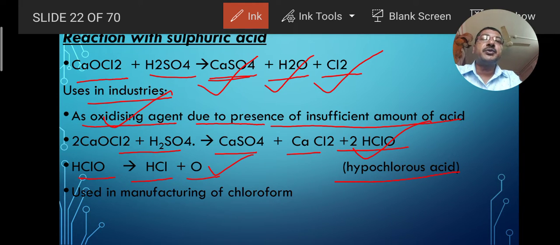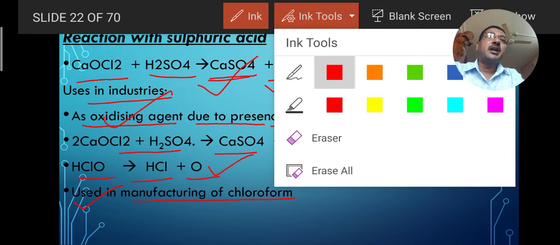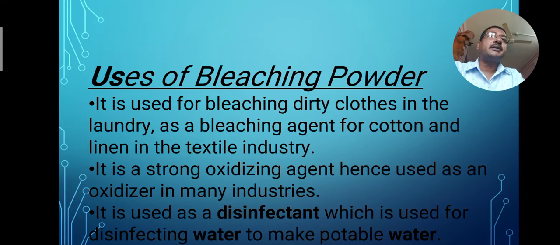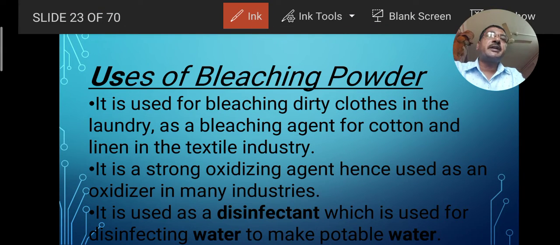Another use is the manufacturing of chloroform. People use chloroform to make people senseless. It is also produced with the help of the bleaching powder. I think it is clear. Now move to another thing, that is the uses of the bleaching powder. What are the uses of the bleaching powder? Where can it be used?